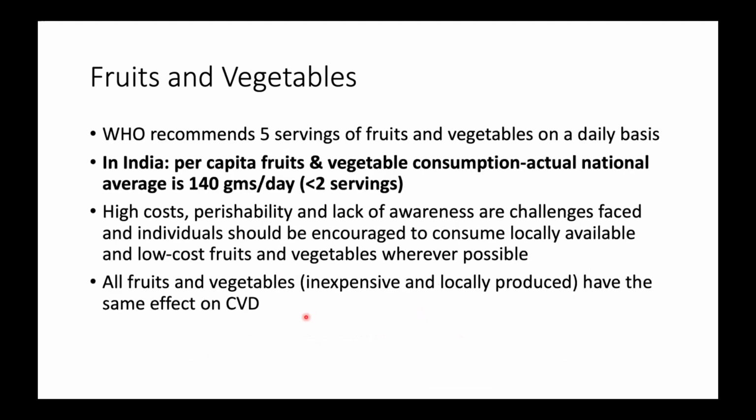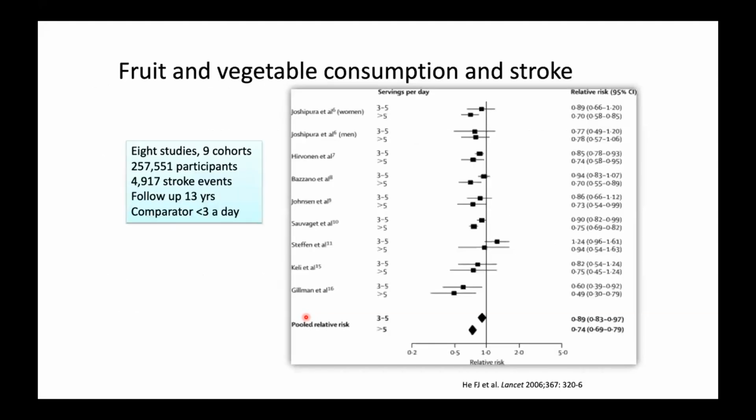So the recommendation is that we should be using 4 to 5 servings, that is 400 to 500 gram, of fruits and vegetables per day. But in India, the per capita consumption is less than 2 servings, or around 140 grams, which is very, very low from the current recommendation. And all fruits and vegetables should be prescribed because they have almost similar effect on cardiovascular disease prevention.